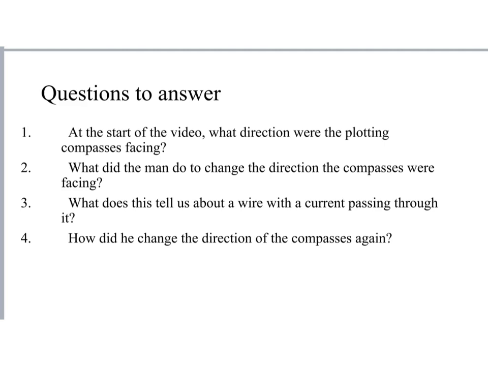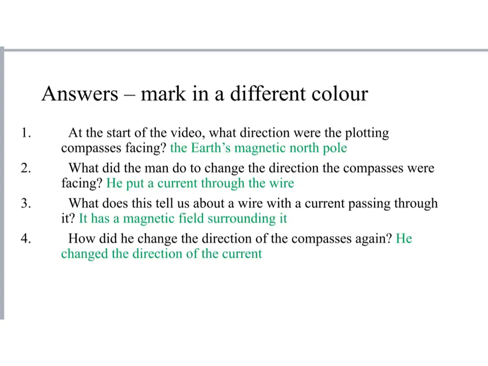Okay, so let's go on to the answers, and marking in a different coloured pen again. So, number 1, at the start of the video, the compasses were facing the Earth's magnetic North Pole. So you need to say that it's facing the North Pole, or the Earth's North Pole, or the Earth's magnetic North Pole. Number 2, he changed the direction the compasses were facing by putting a current through the wire.